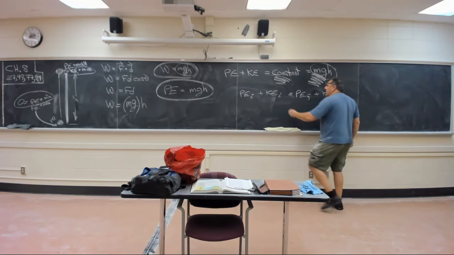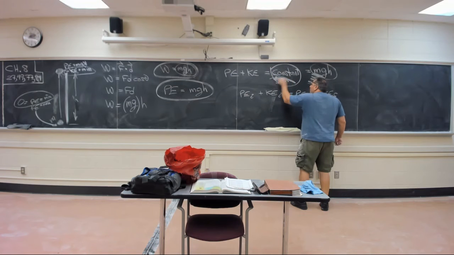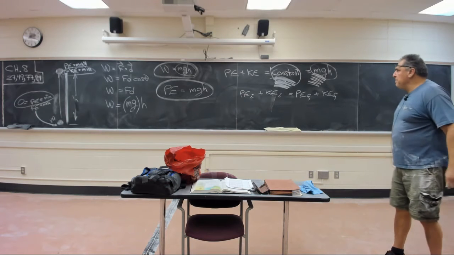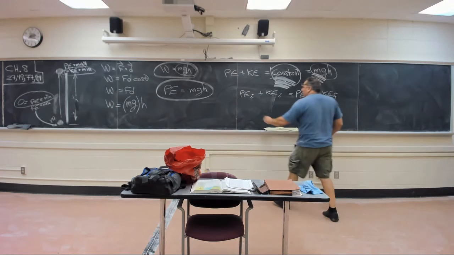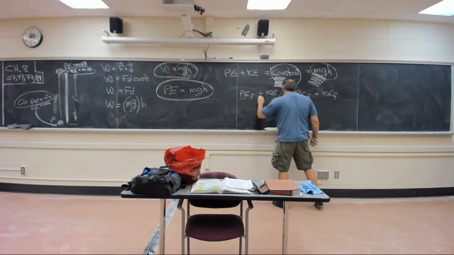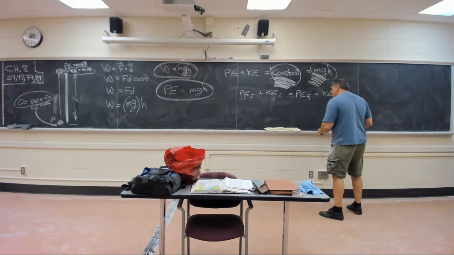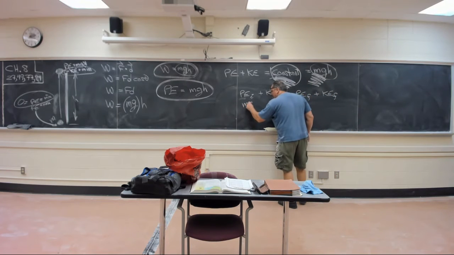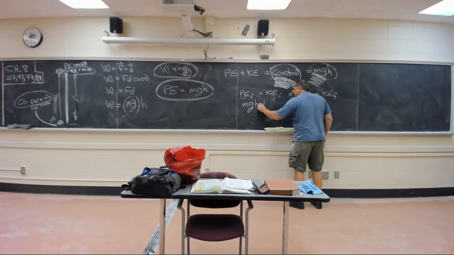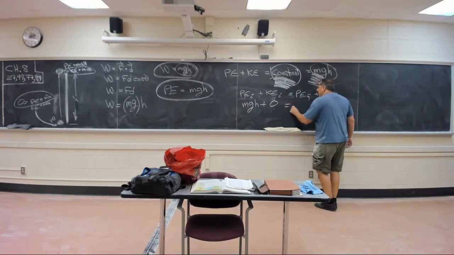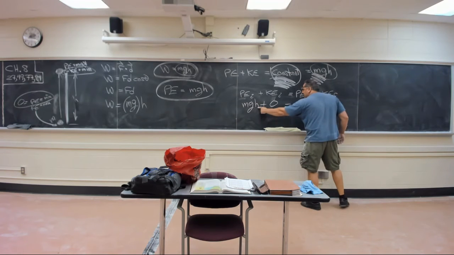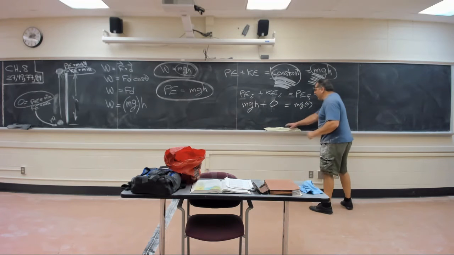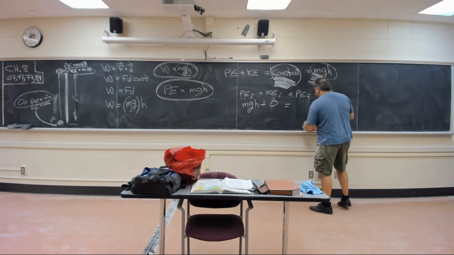When I said it's constant, I mean it's constant, whichever is the beginning and whichever is the end, it doesn't matter. PEI plus KEI equals PEF plus KEF. So what do we got? We got mgh in the very beginning, and it ain't moving, so the kinetic energy is 0. At the bottom, the height is equal not to h, the height is equal to 0, so it's mg times 0. Well, that's just 0.